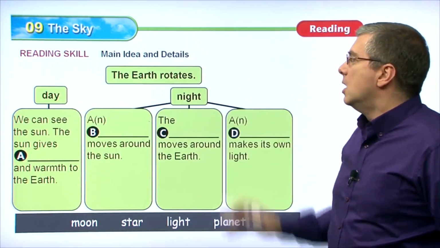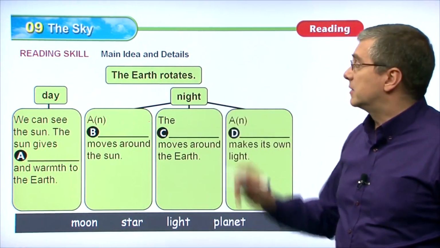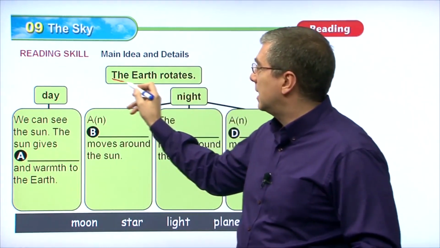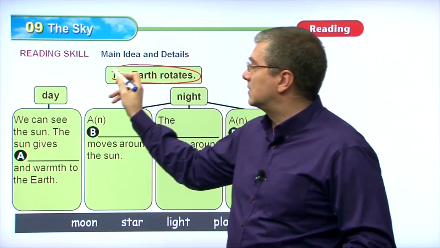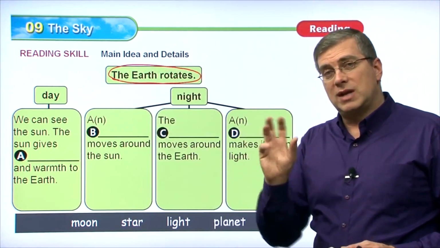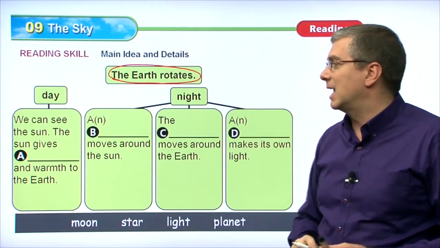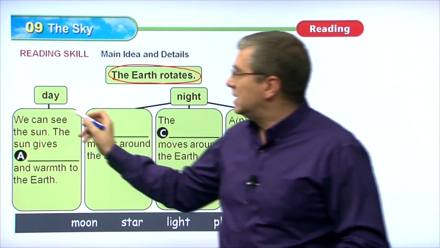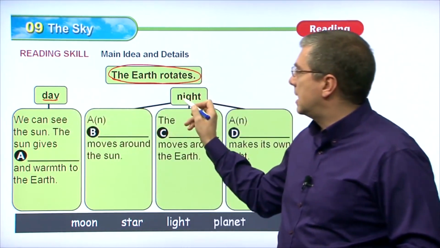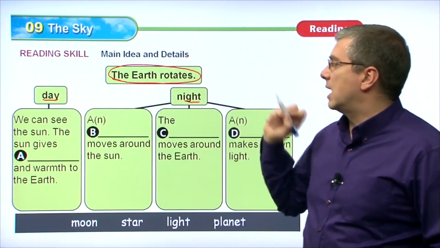Okay, let's move on. We have our reading skill here, the main idea and details. The main idea that we can say here is that the Earth rotates. That's one of our main ideas in this lesson. The Earth rotates, and why? What happens? It gives us day and night. So we have the details, day and night. Because the Earth rotates, we have day and we have night.